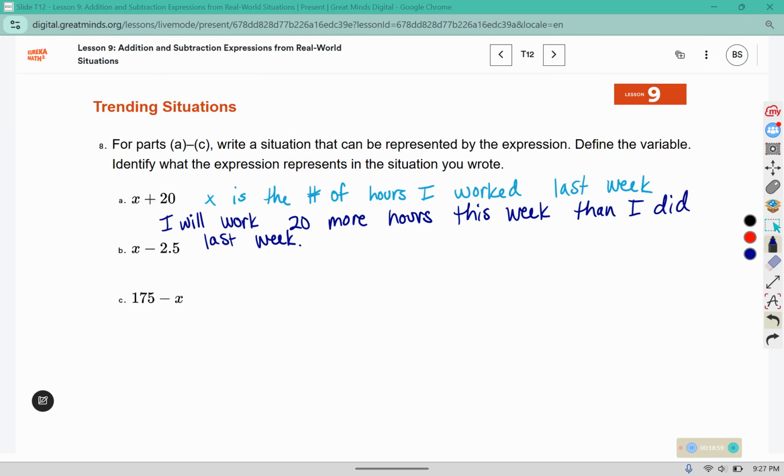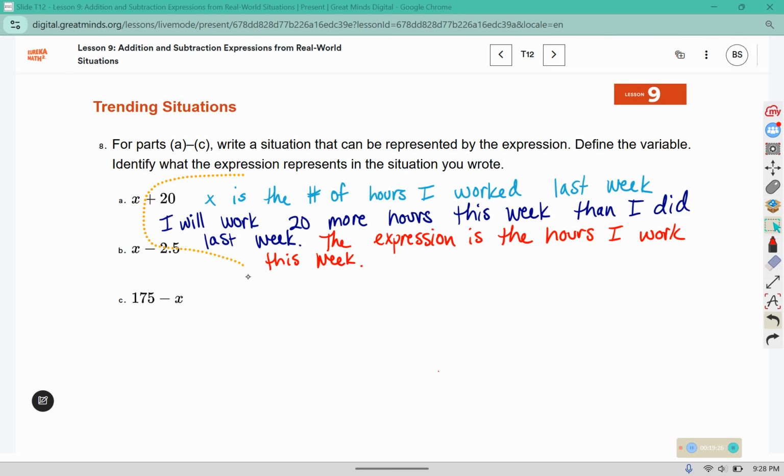And then it says identify what the expression represents in the situation we wrote. The expression is the hours I work this week. So last week is X. I'm going to work 20 more than last week. So this expression represents how much I work this week.